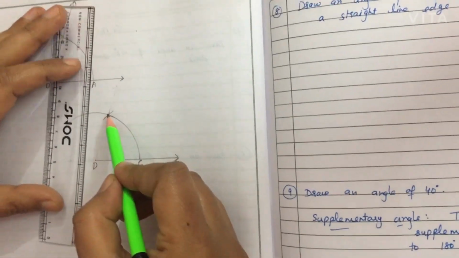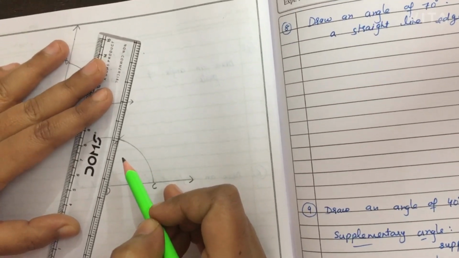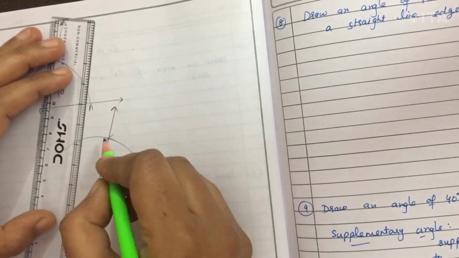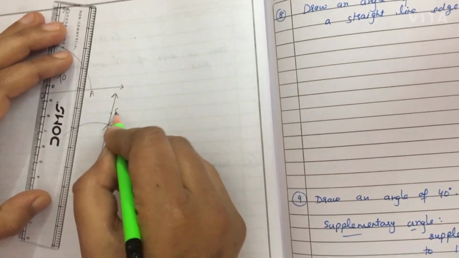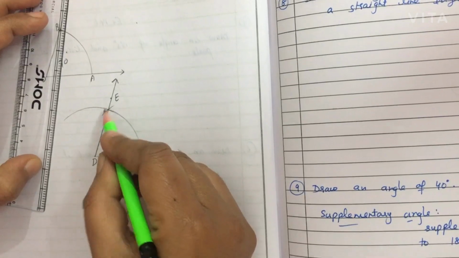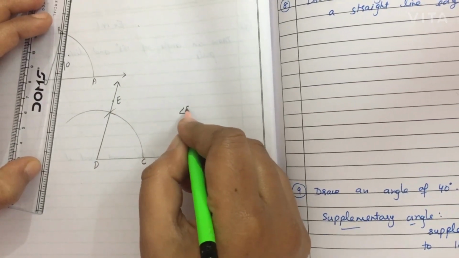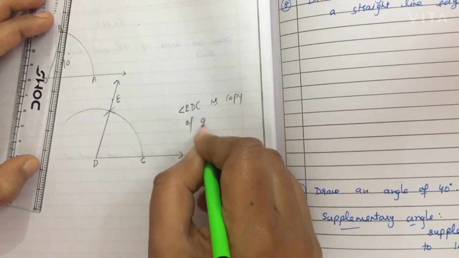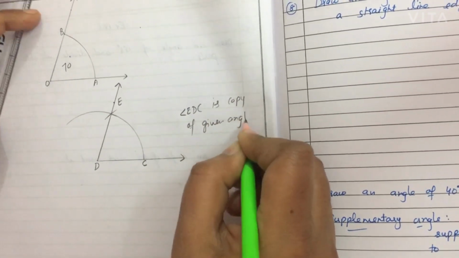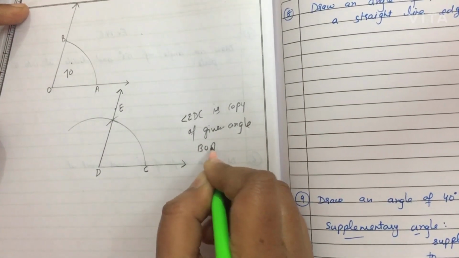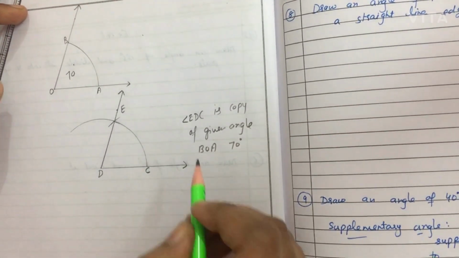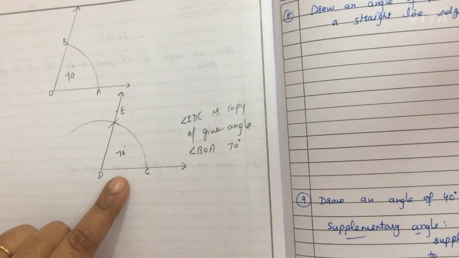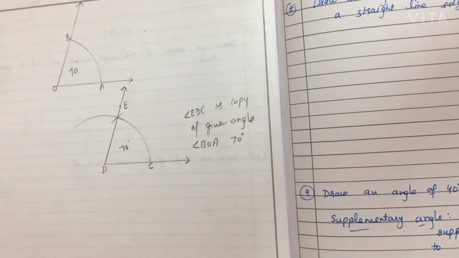Now we will join this point to this vertex D, which we can say, let this point be E. We can say now this angle EDC is a copy of the given angle BOA, that is of 70 degrees. So this is also 70 degrees. So we have copied this angle using a compass.